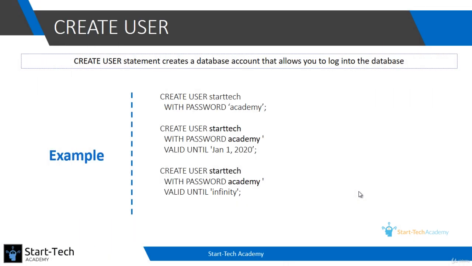As an example, let us say we are creating a user called StartTech with the password Academy. This is how we write it: create user StartTech with password Academy. If you want to assign an expiration date, we'll write valid until, then we write the expiration date. If you want this user to have infinite validity, you'll just write valid until infinity. Let us go and write these queries.